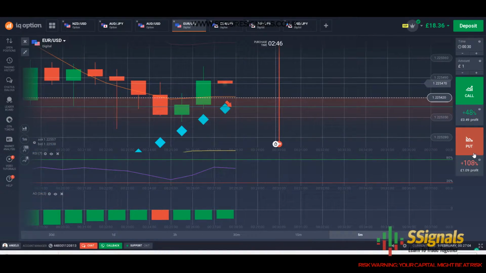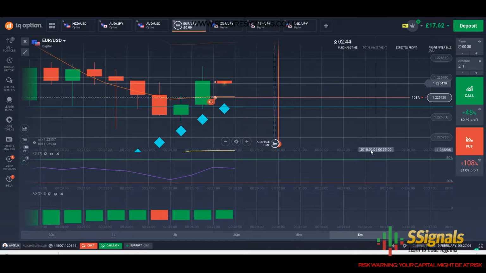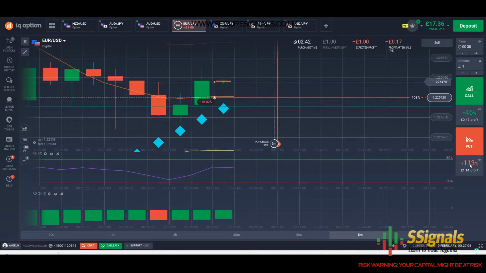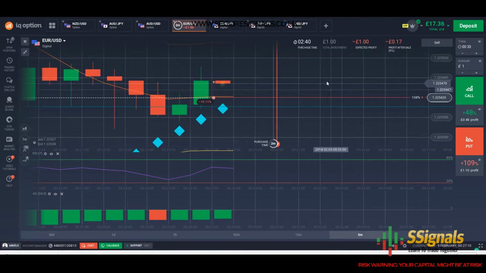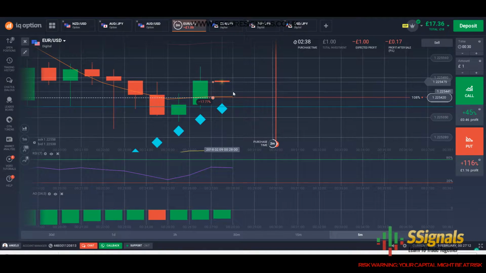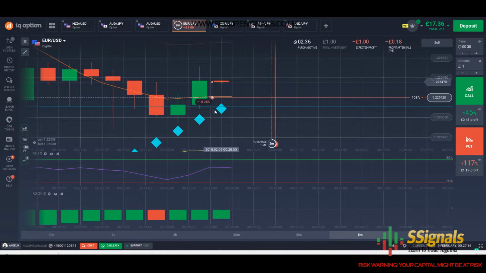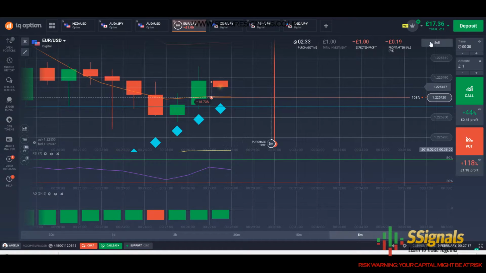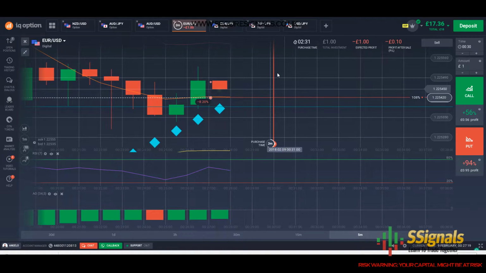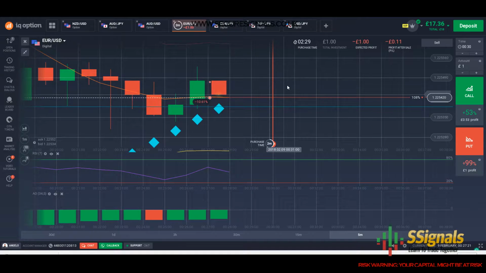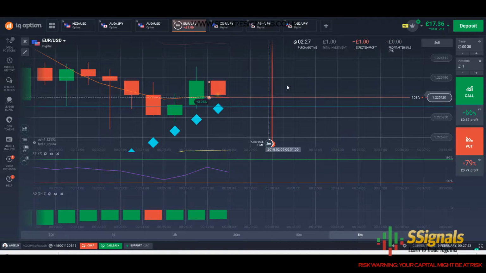Okay guys, enter a put now. Should be into the hundreds, and just enter for £1, and well, let's hope for a push to this blue line here, and then we're going to sell it early. Hopefully you'll be into the 50%, 70% percentage.